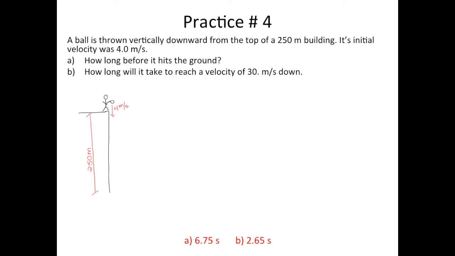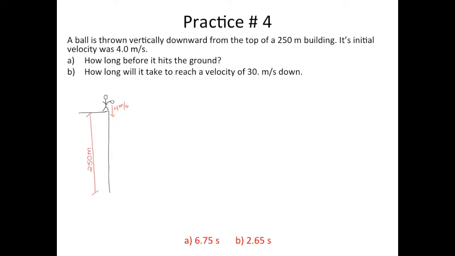Alright, so for this last practice problem, we have a ball is thrown vertically downward from the top of a 250-meter building. Its initial velocity was 4 meters per second. So I've drawn the picture already on the left. So we have someone on the top of the building. The building is 250 meters tall, and they throw the object downward at 4 meters per second.